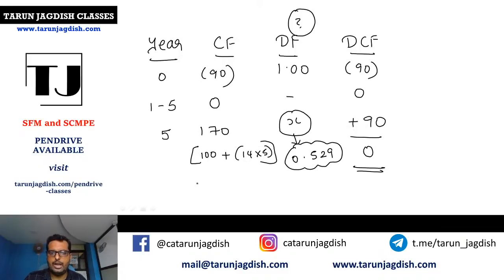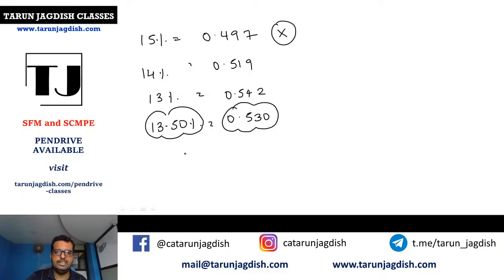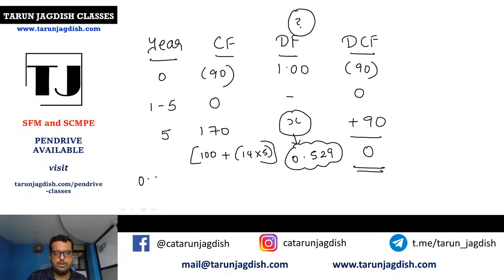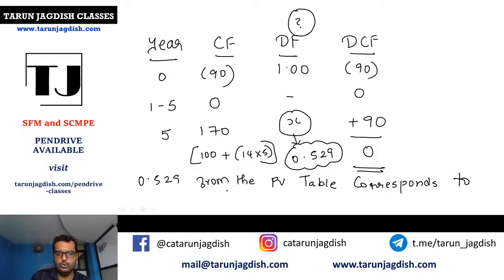So I will write down below, in the exam, that 0.529 from the PV table corresponds to 13.5%, and I will finish it off. Can you please write down till here in your books?